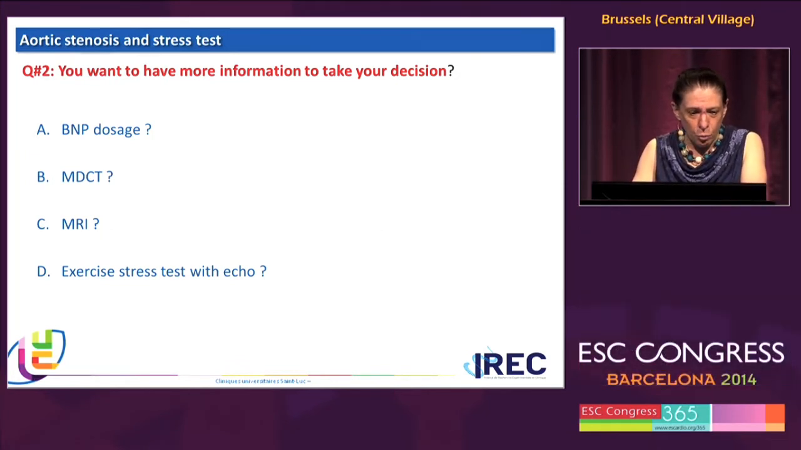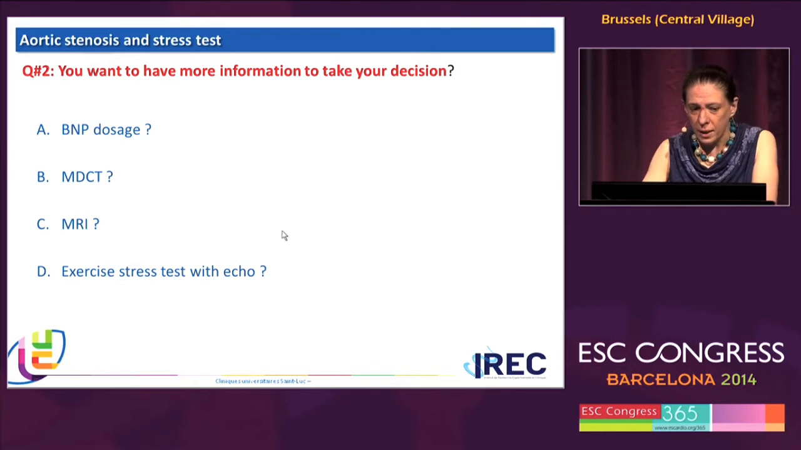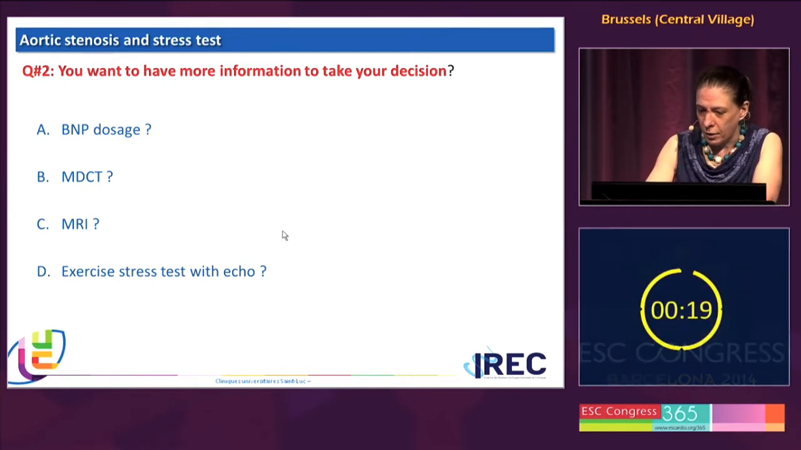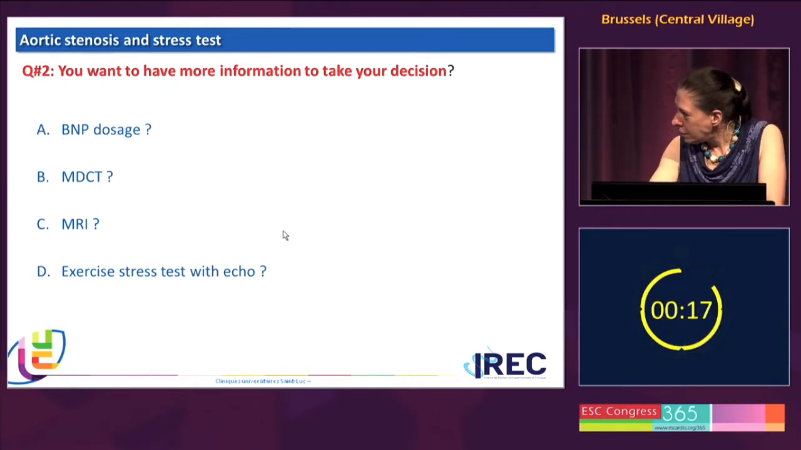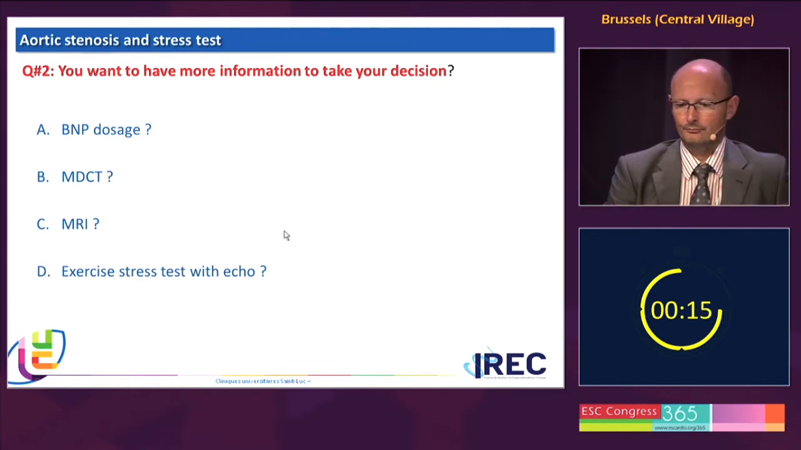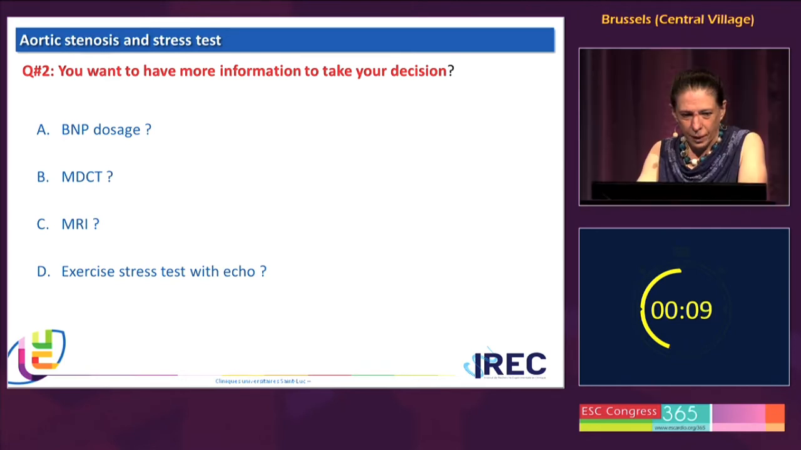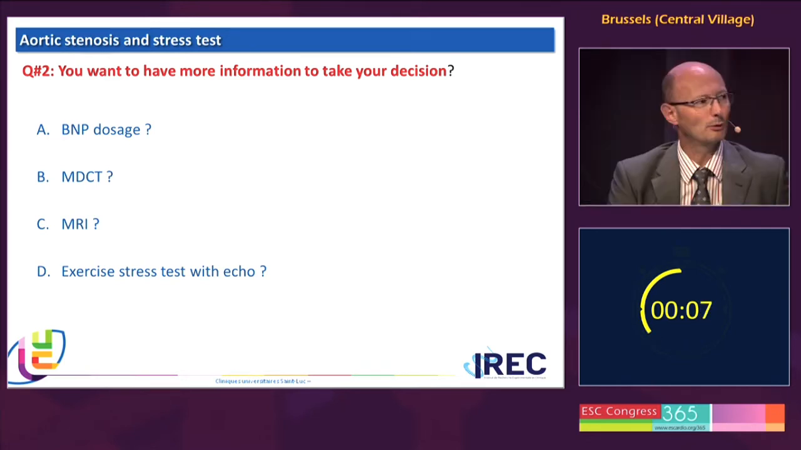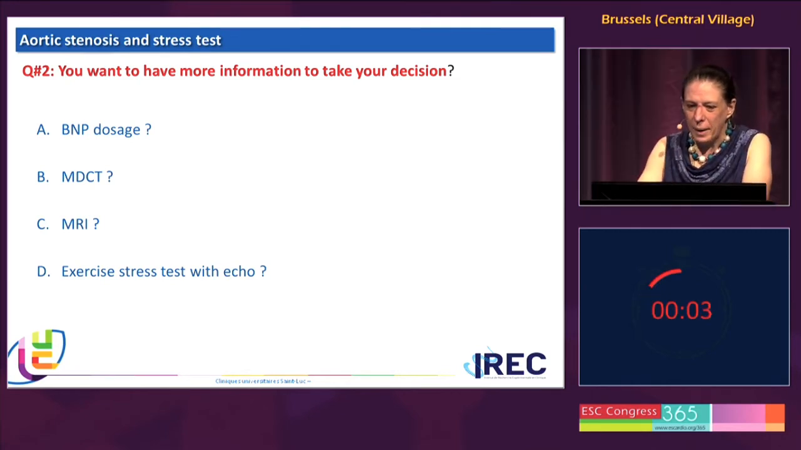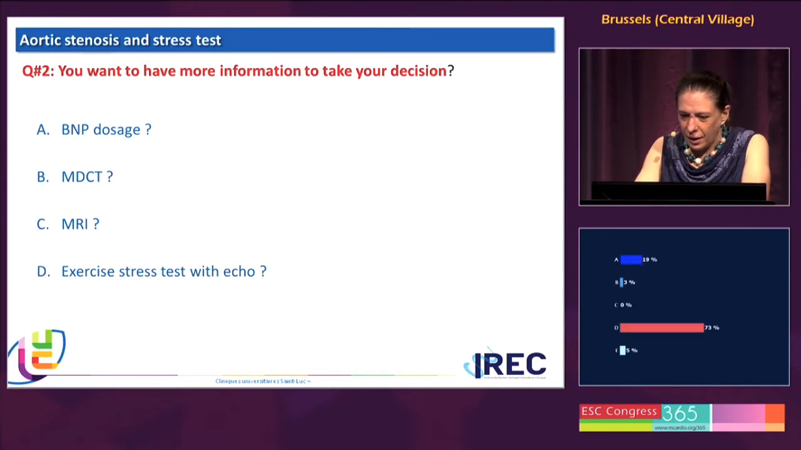So I can propose BNP dosage, MDCT, MRI, or exercise stress test with echo. So please give me your opinion. You are probably allowed to have multiple answers. Try it anyway. I'm not sure of this. That's why, because to me there is not only one good answer. So I think that you may have different information from the different tests.